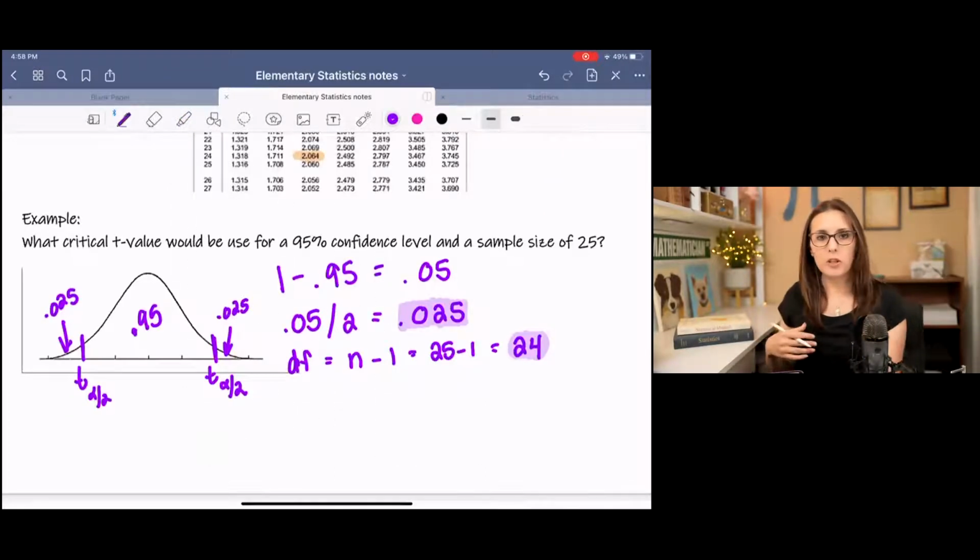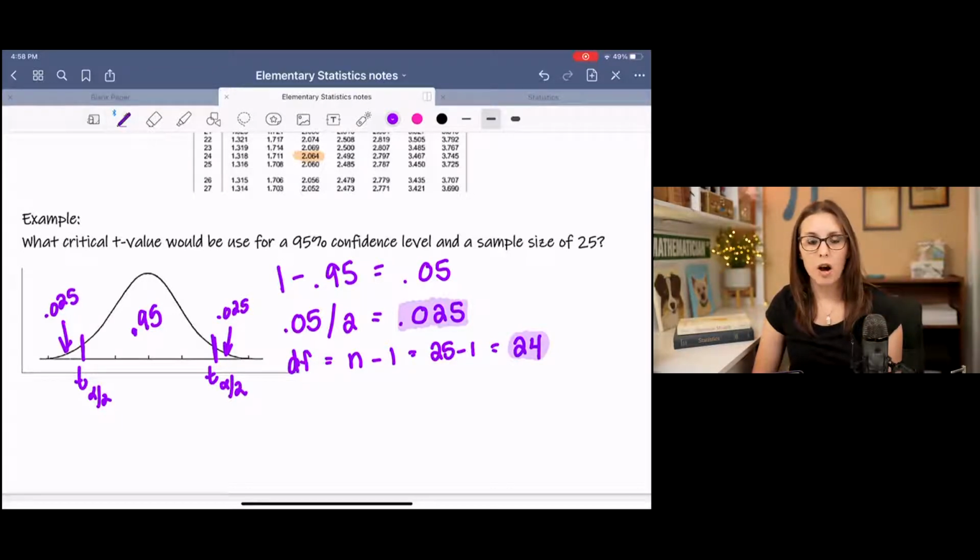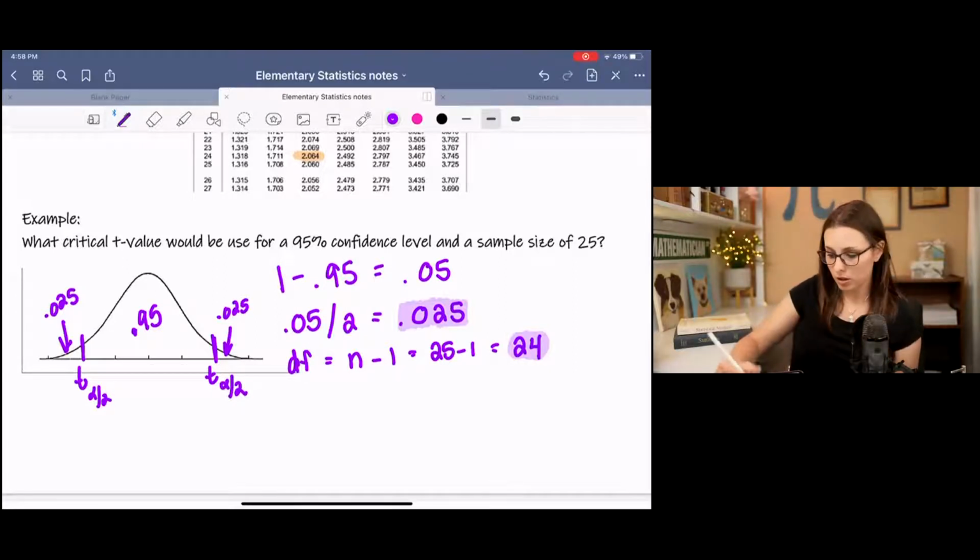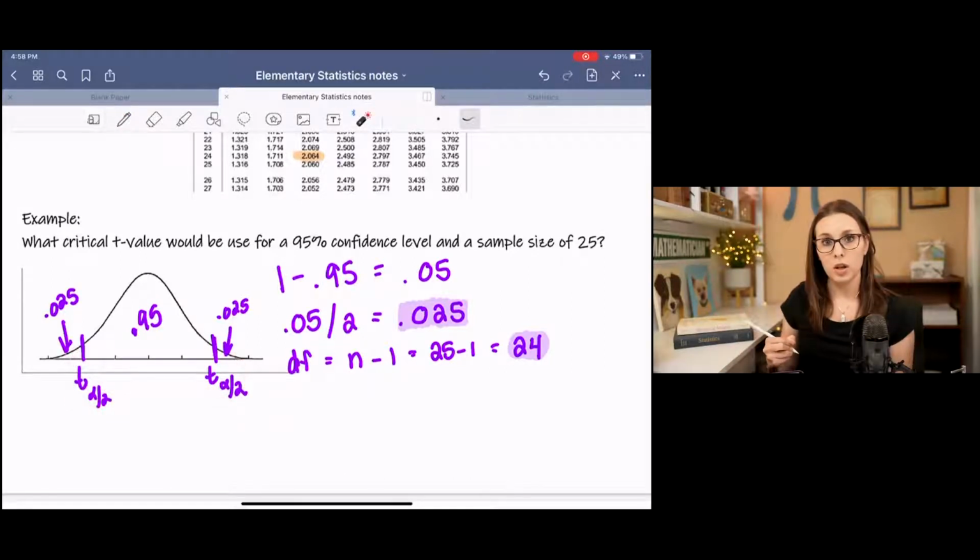I showed my work here so you can see where this is coming from. We have a confidence level of 95%, which leaves 5% left over for the 2 tails. So we split that up into 2, and that's 2.5% or 0.025. And I drew a little picture of that so you can see what's happening there. And then what we're looking for are these 2 critical t values that represent t sub alpha over 2.